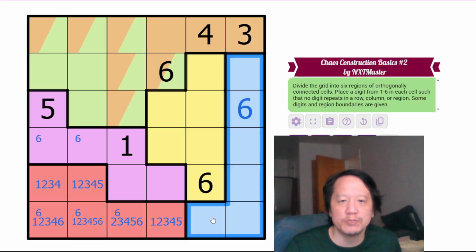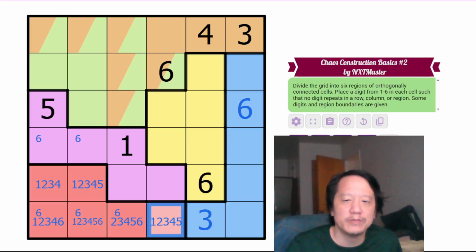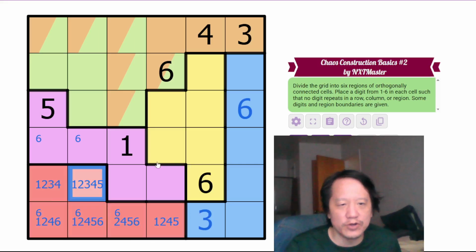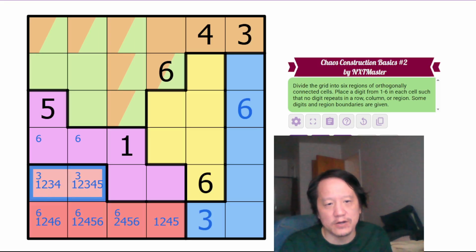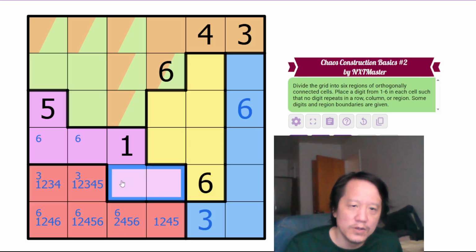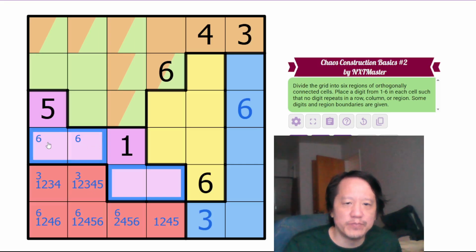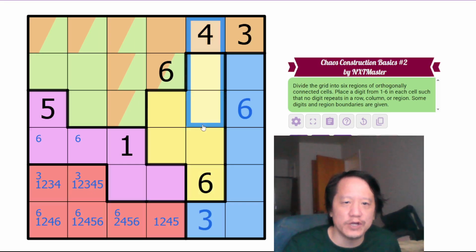Where is a 3 in the blue region? Can't be any of these cells, so it must be here. That eliminates 3 in the rest of this row. So we're guaranteed a 3 here. Remaining digits of the pink. Well, okay. Where's the 4 in the yellow region?